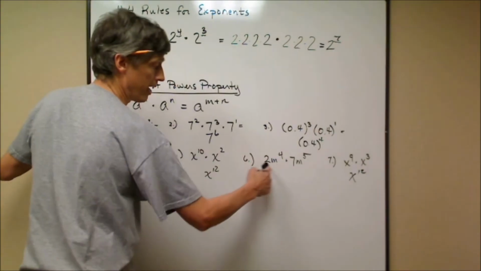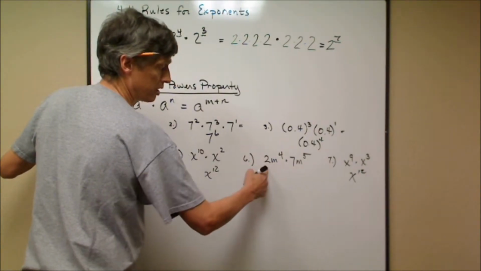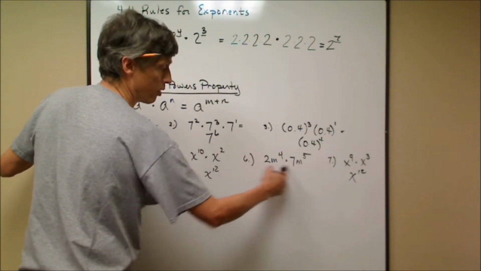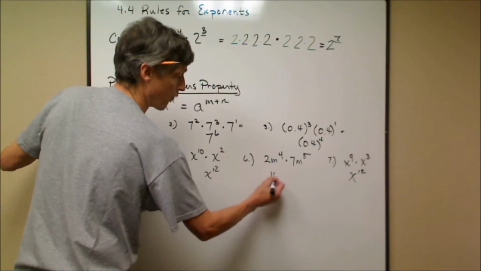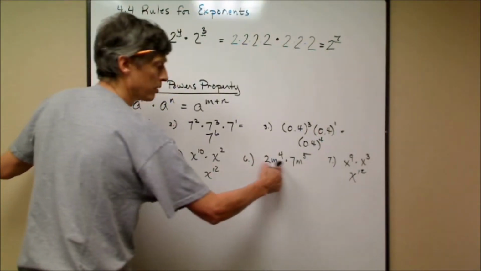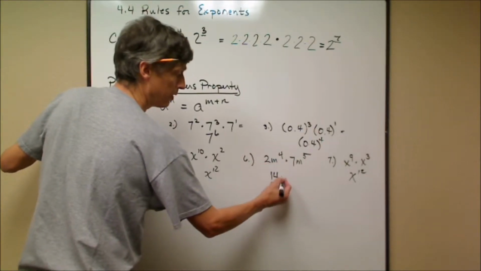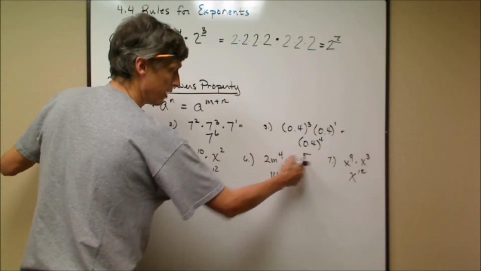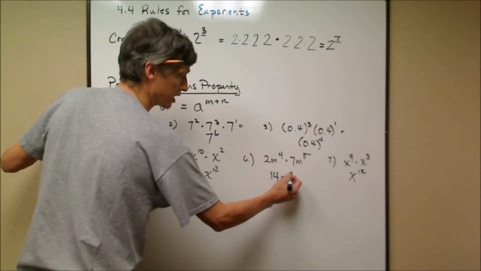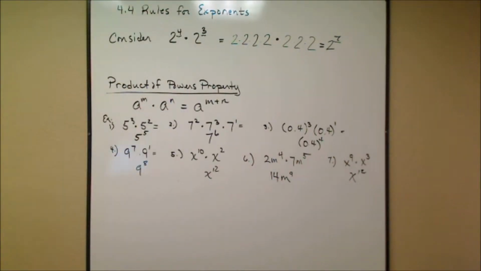But here I have coefficients. This is a monomial times another monomial. You multiply the coefficients, that's 14. You multiply the variables that have the same base, the exponential expressions, by keeping the base the same. Don't multiply the exponents, you add the exponents: 14m to the 9th power. All right, that's the first property of powers, the product property of powers.